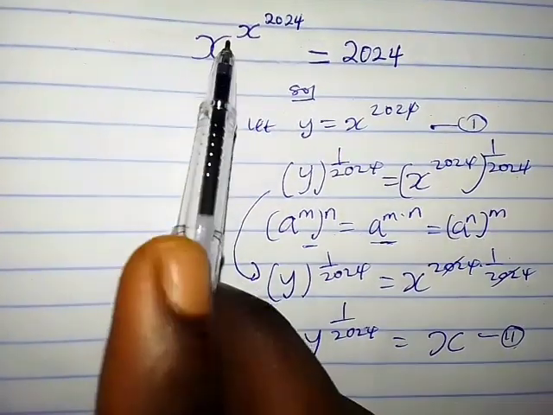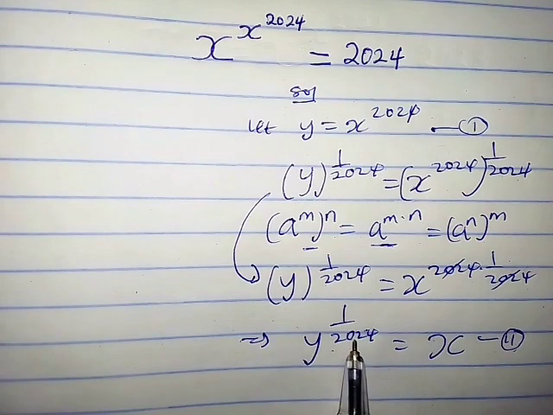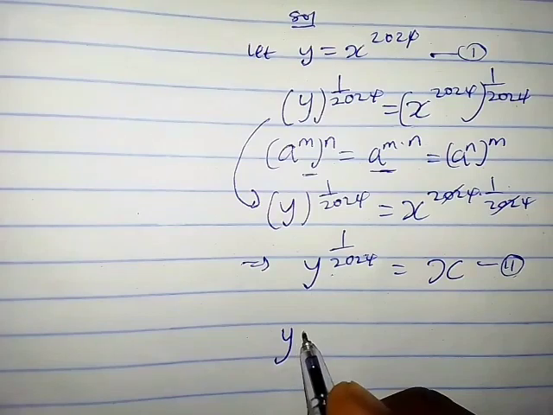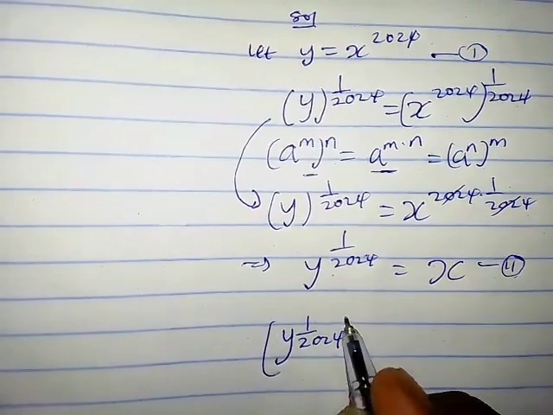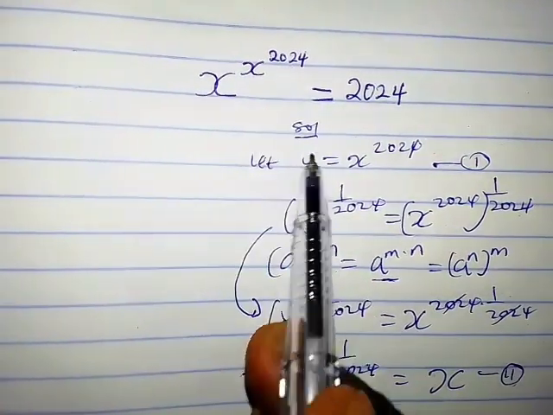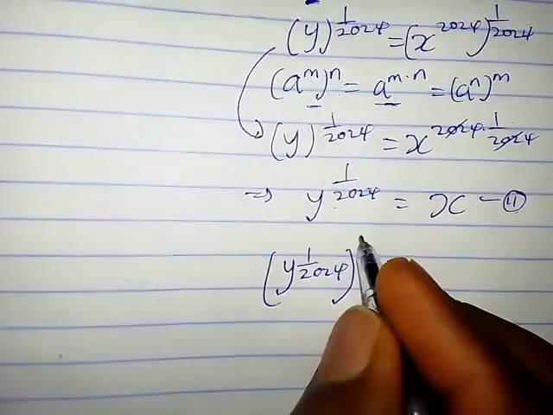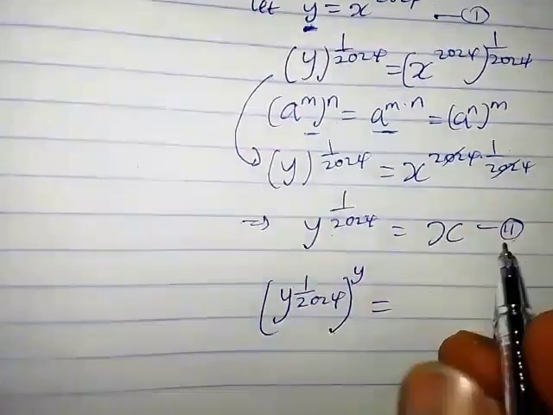Now from this, x equals y raised to power 1 over 2024. So we're going to have y raised to power 1 over 2024, in brackets, times x raised to power 2024, which is exactly y from equation 1. So we are going to have that raised to power y equals the right hand side, which is 2024.